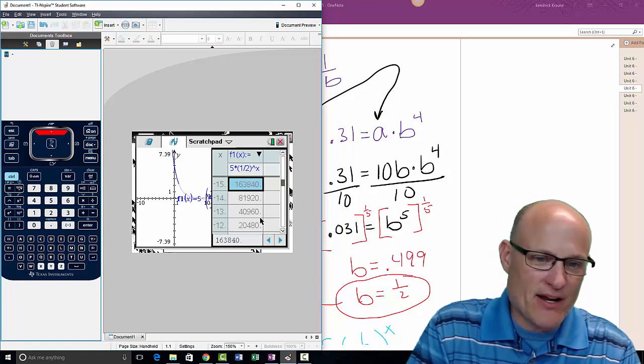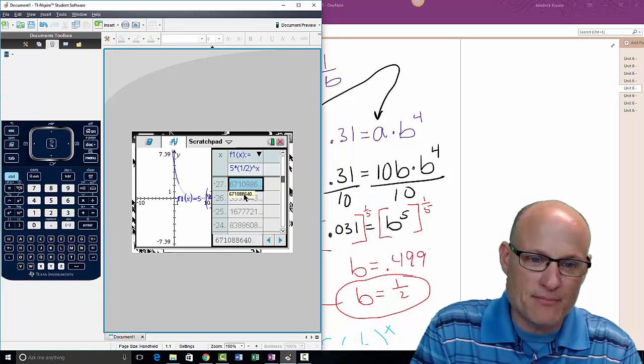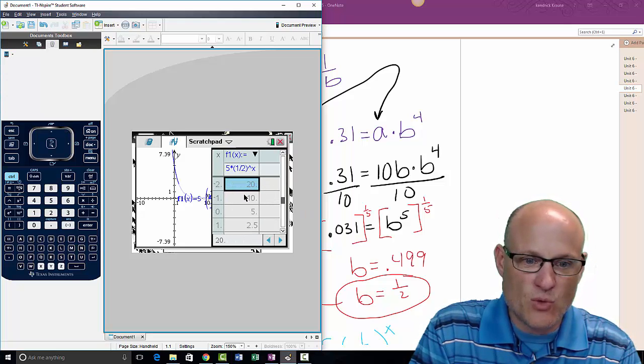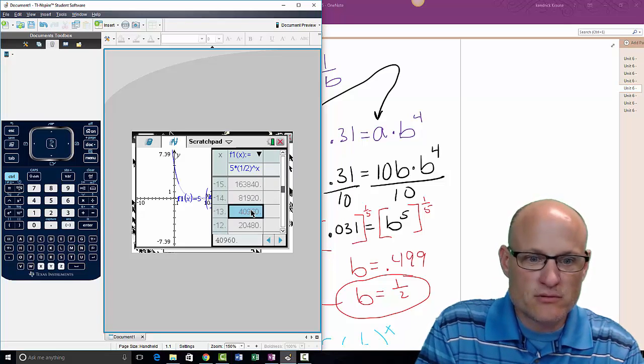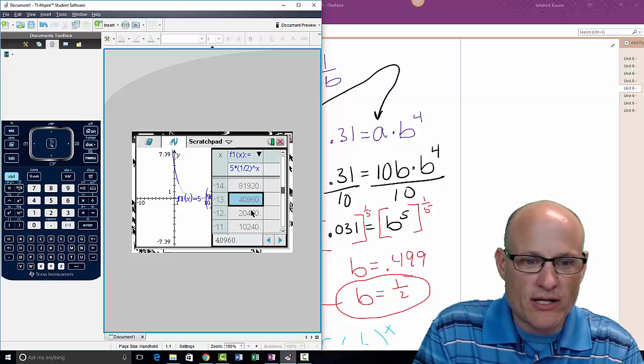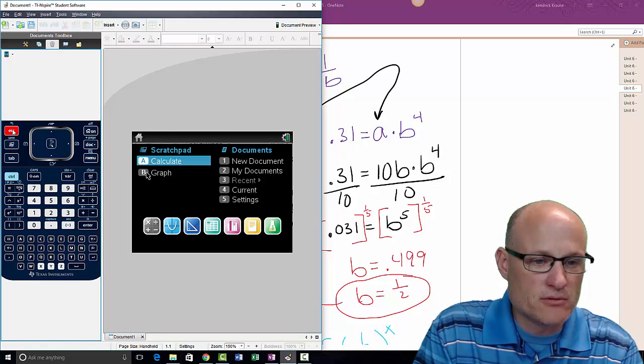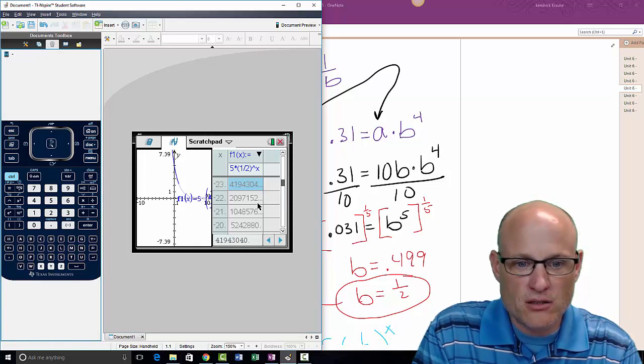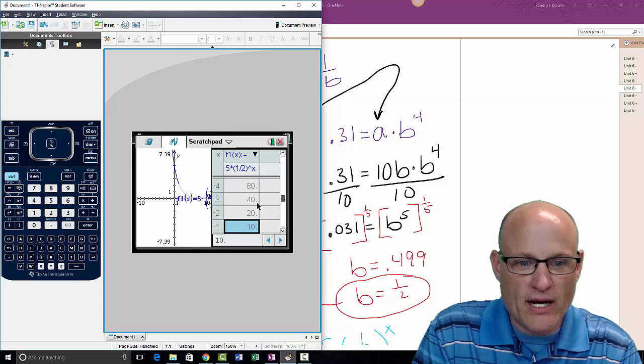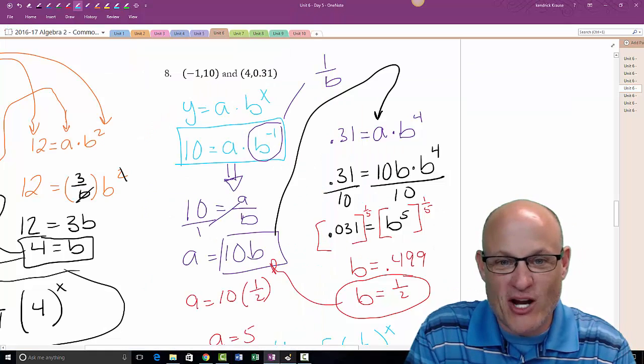Oops, come on, stop. No. Stop. Why does it do this? I don't know why sometimes it does that. Escape. Oh, it's annoying. I don't know why it does that sometimes. There's negative 110. Sorry about that.